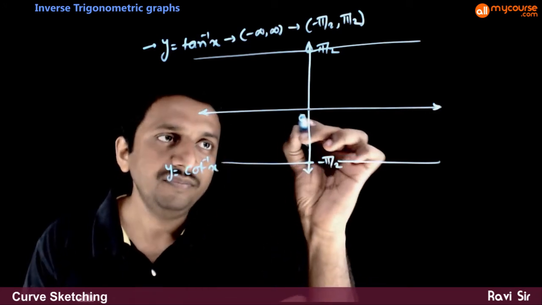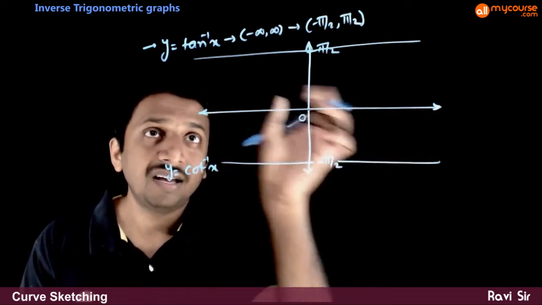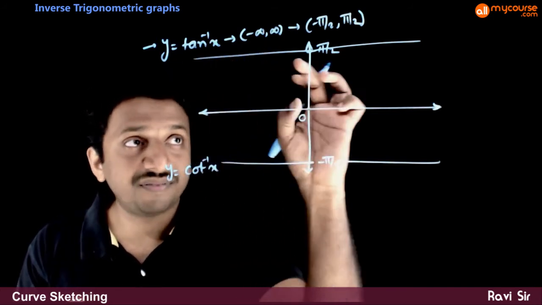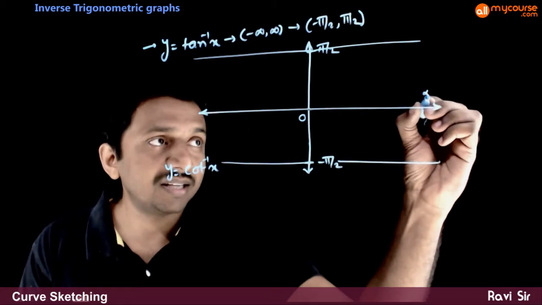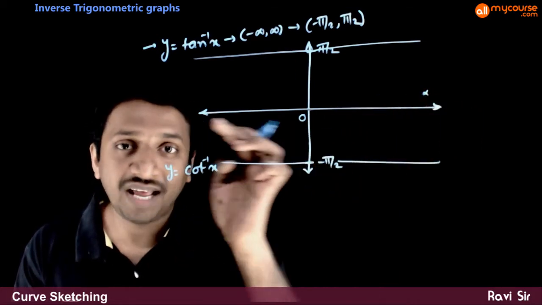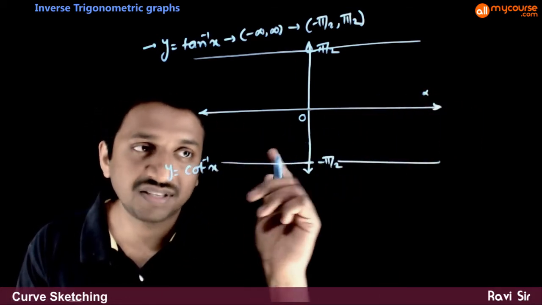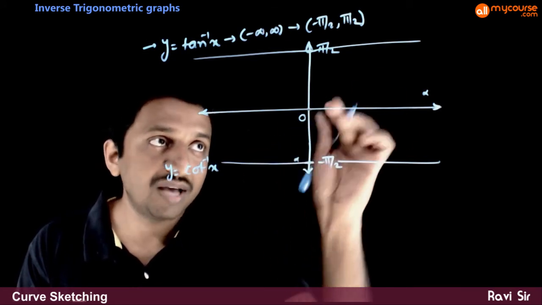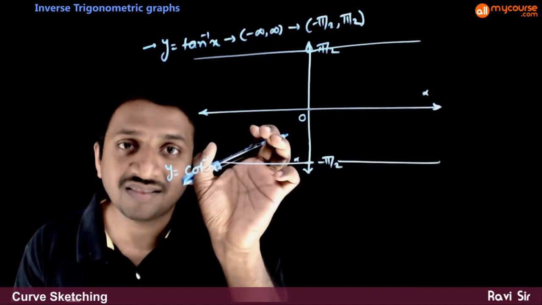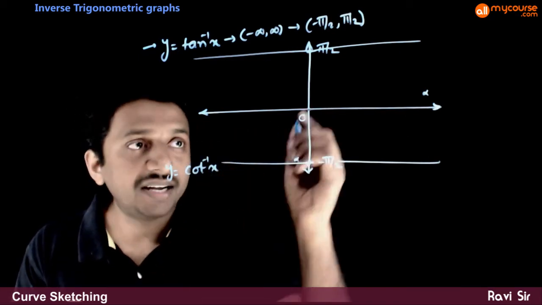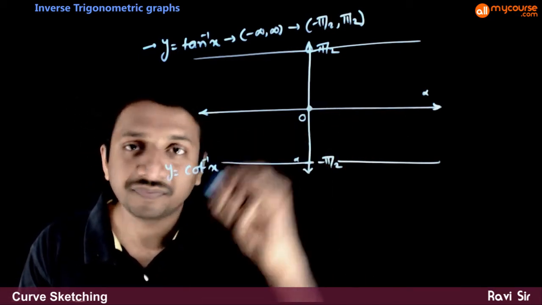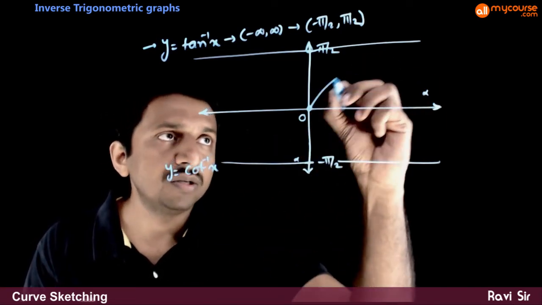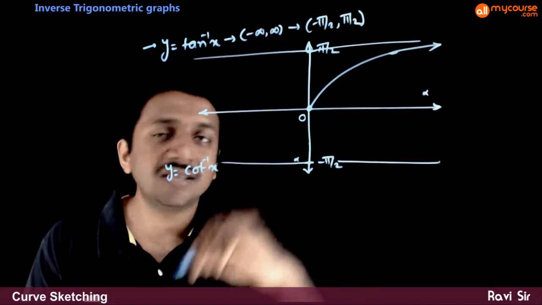If you take positive values for x, you get answers in the first quadrant, which means you get the graph here. If you take negative values of x, the answers are in the fourth quadrant. That is, you have a graph in this part and this part. And tan inverse of 0 is 0. It has to asymptotically touch y is equal to pi by 2. So the graph looks like this.